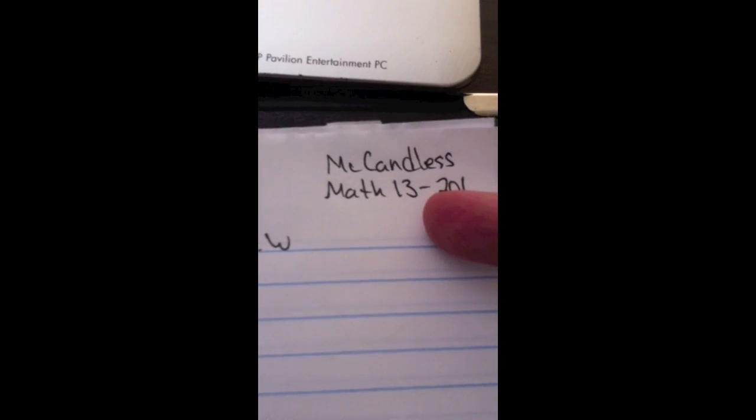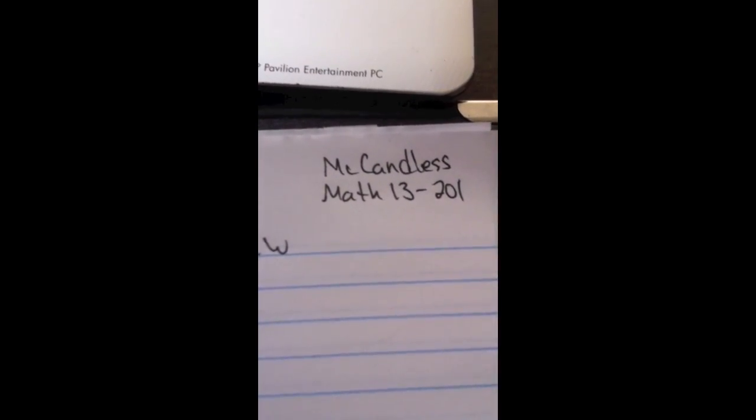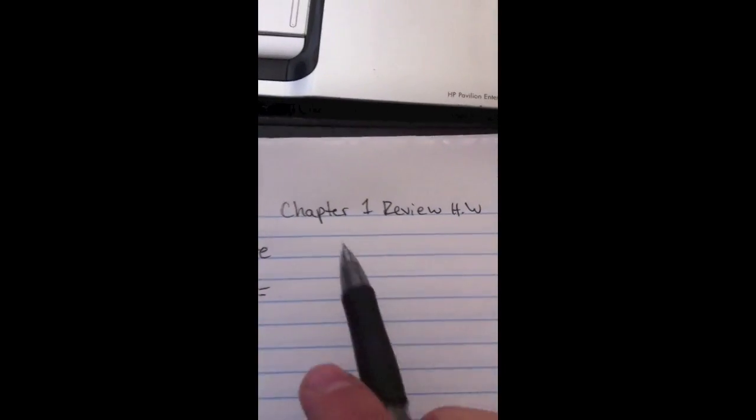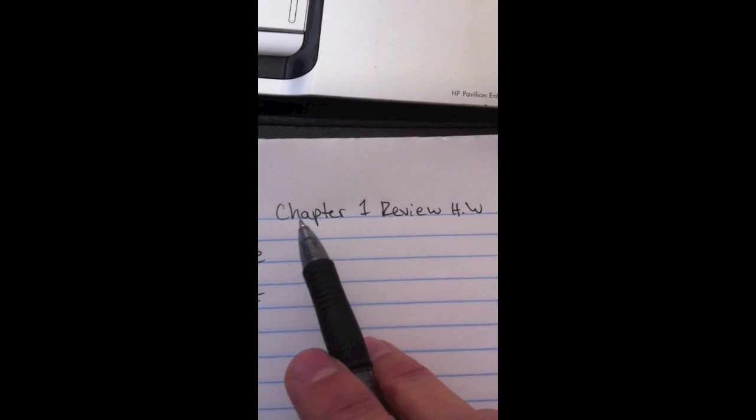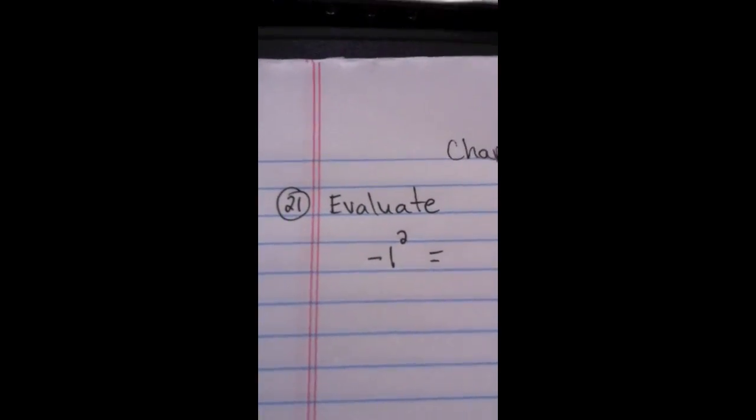So here's my paper, and to begin with you're going to want to make sure that you have your name over here in the upper right hand corner, and Math 13 is the class, and then this semester I have sections 201 and sections 202. So put the section number that you're in, and then at the top of the page I have the section labeled. So this is the Chapter 1 review homework assignment, so write that across the top. And then over here I'm jumping through the first 20 and I'm going to start at number 21.